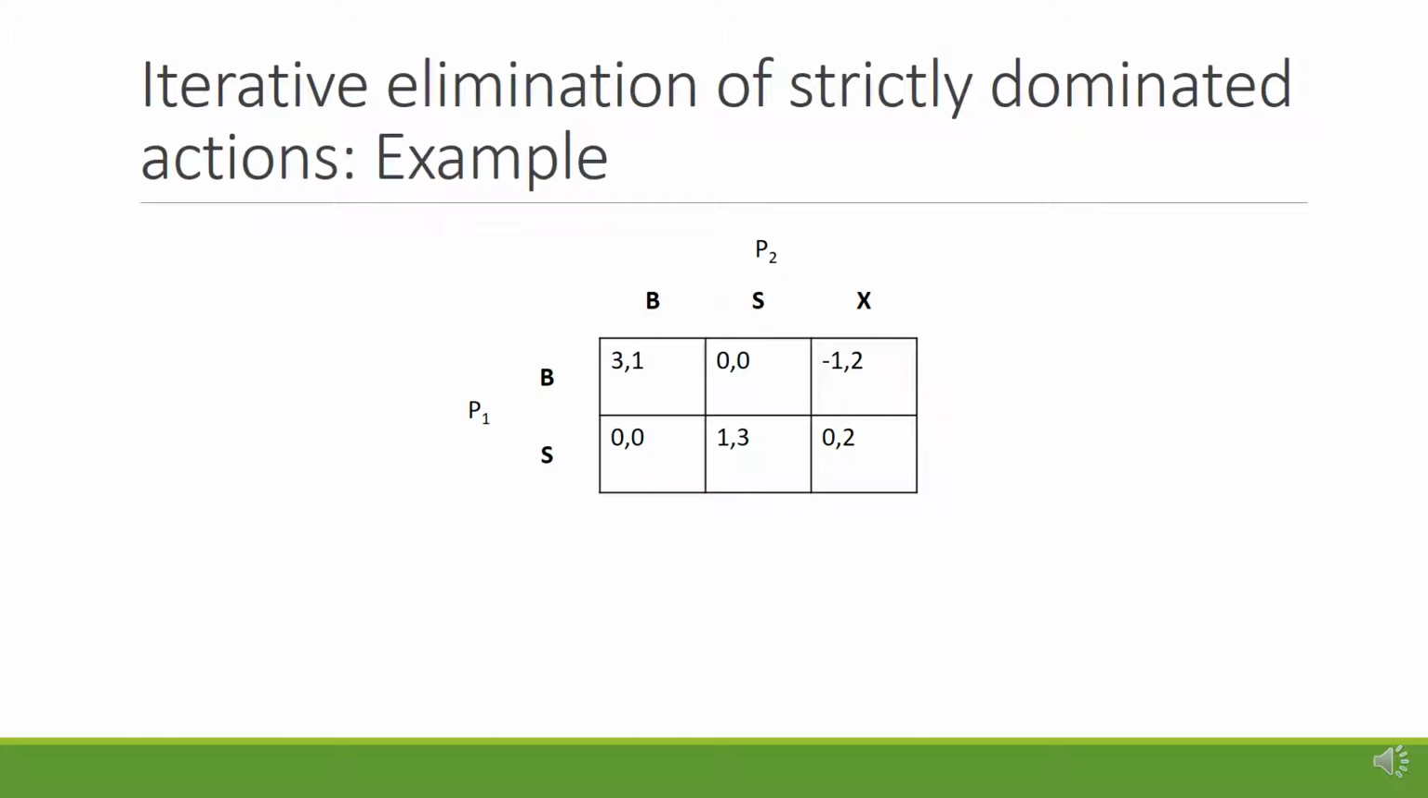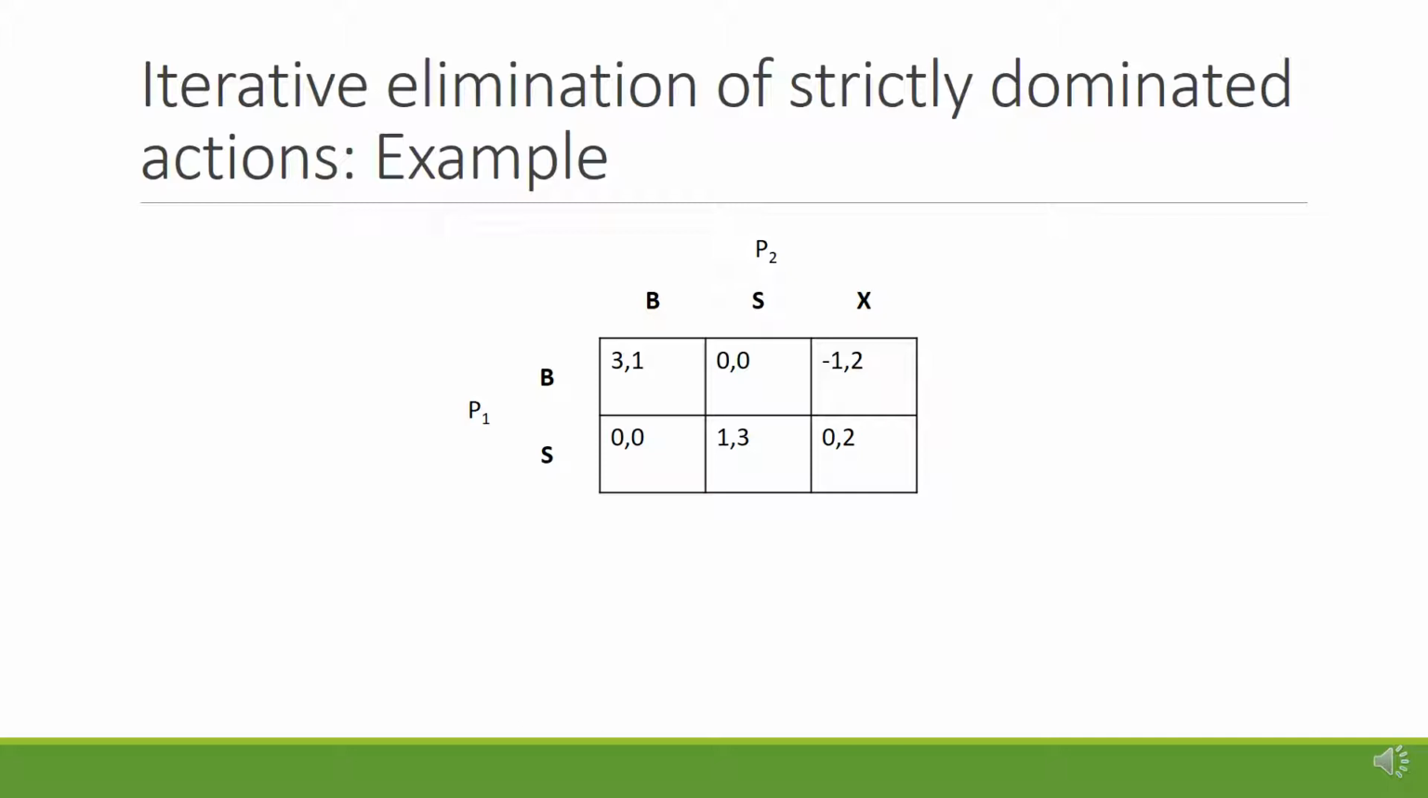So here we have an example of an iterative elimination of strictly dominated actions. This is a two-player game, where player 1 on the left has two strategies, B and S, whereas player 2 on the upper side has three strategies that she can choose from: B, S, and X. The numbers in the boxes are the payoffs to each player, where the first number represents the payoff of player 1 and the second number is player 2's payoff.